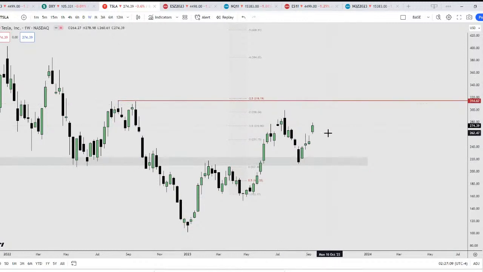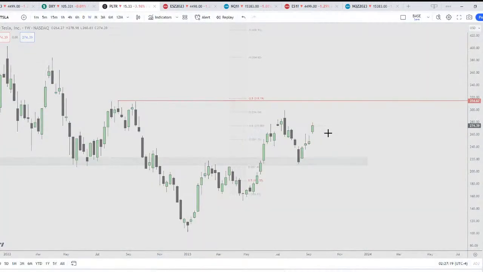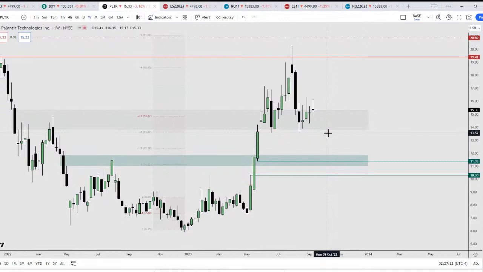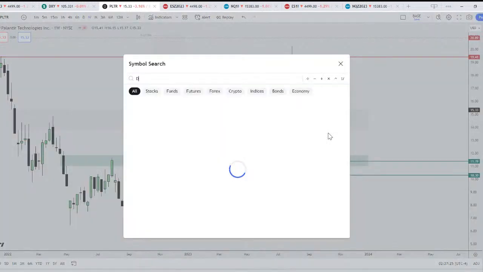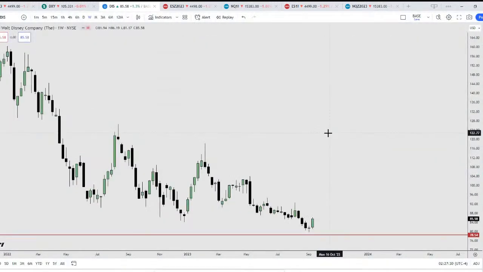Right, and let's move on to, what else? Palantir. Let's take a look at Palantir. Palantir, nothing much. Okay, let's jump over to Disney and be done with the US stocks.